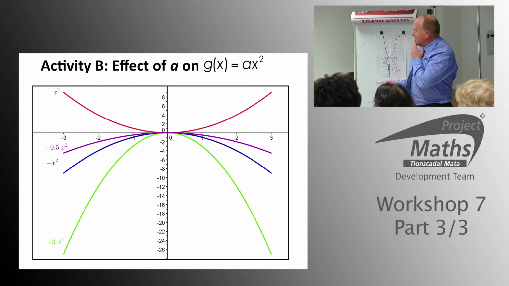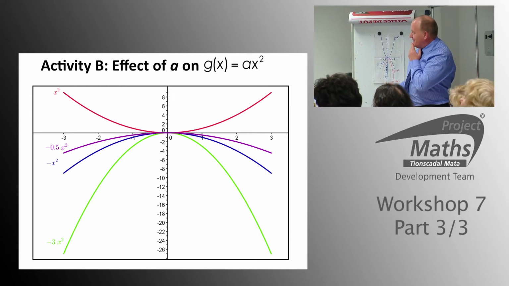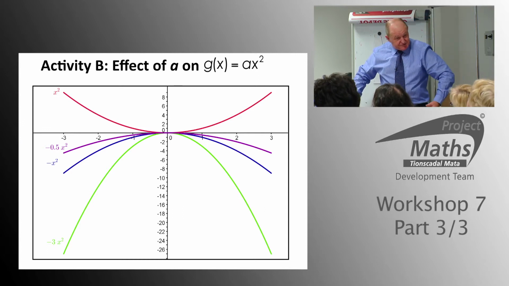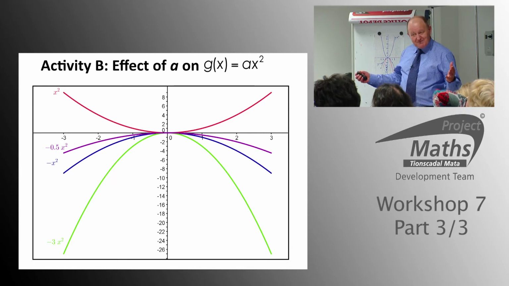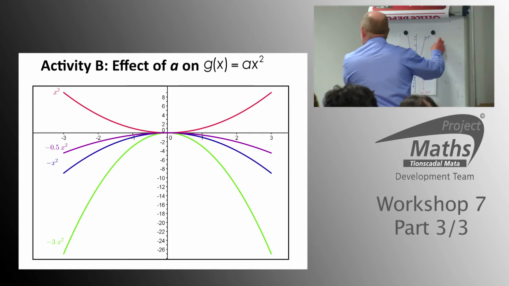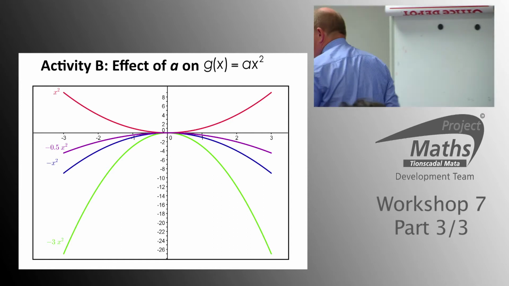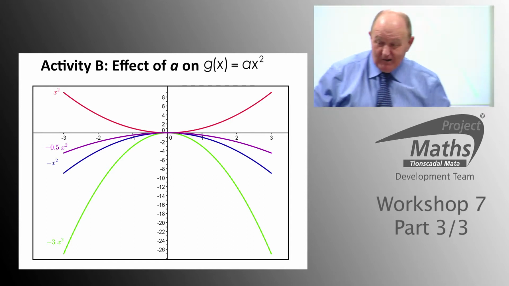Here we are. Here's the x squared one. Here's the minus x squared one upside down. There's the minus 3x squared. It gets closer to the y-axis, right? And this one here, the minus a half x squared, is further away from the y-axis. So that's that one. That is B. We had C done. That was the first one I did.